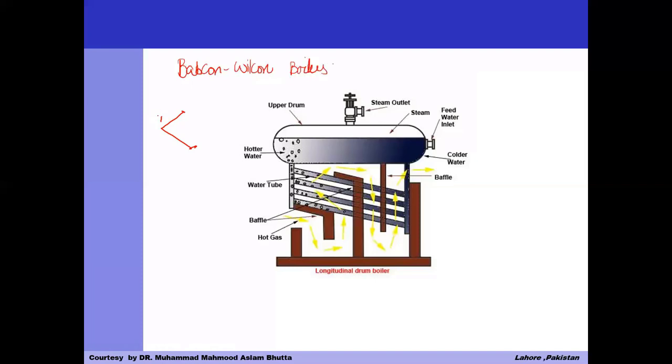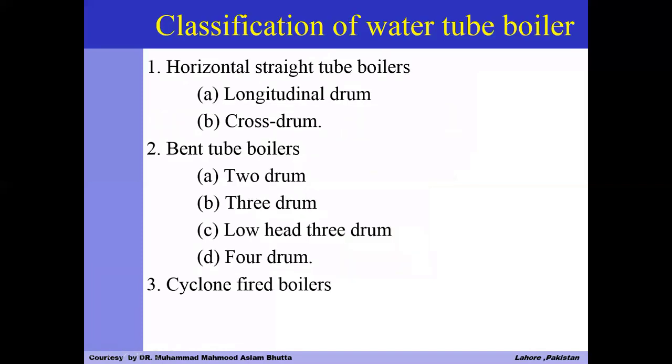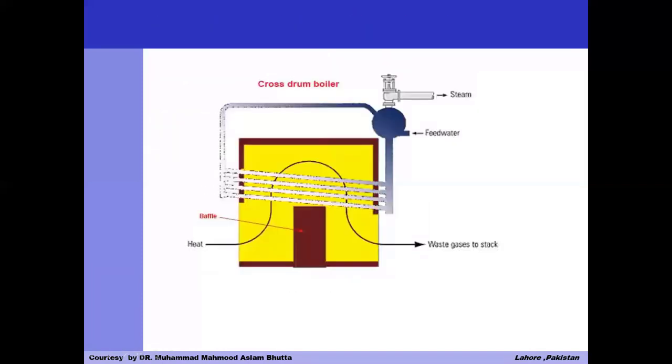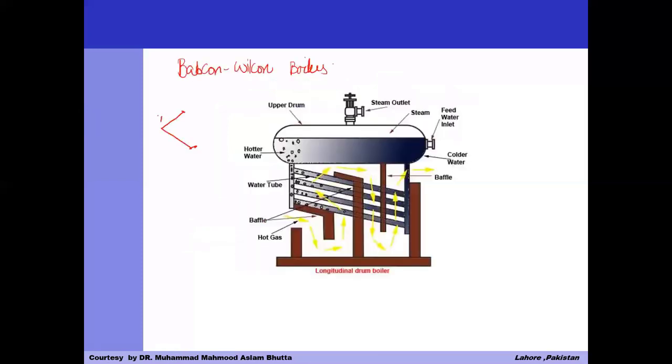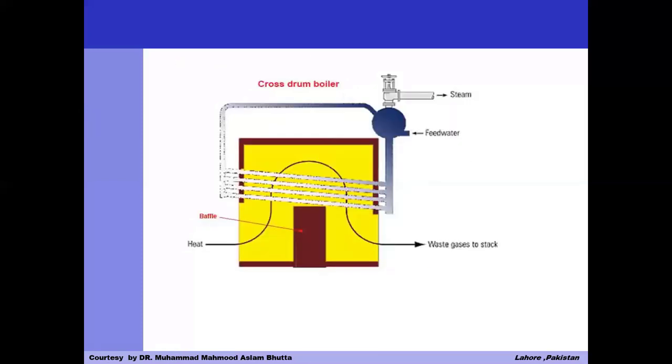The next type is the cross drum boiler. This is the picture for the cross drum boiler. You can see it is a variant of the longitudinal boiler. In the cross drum boiler, the steam drum is placed crossways to the heat source. You can see this is the heat source, and these are the water tubes, and this is the steam drum.